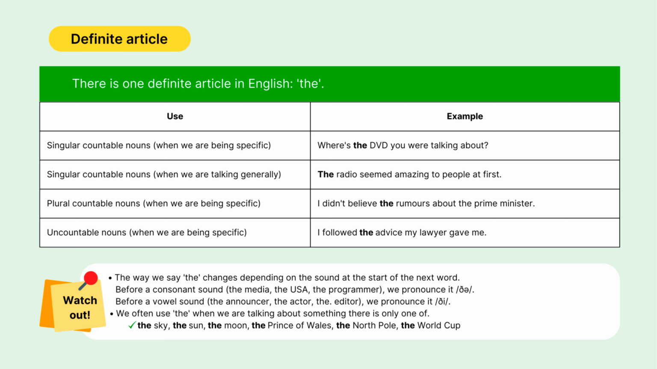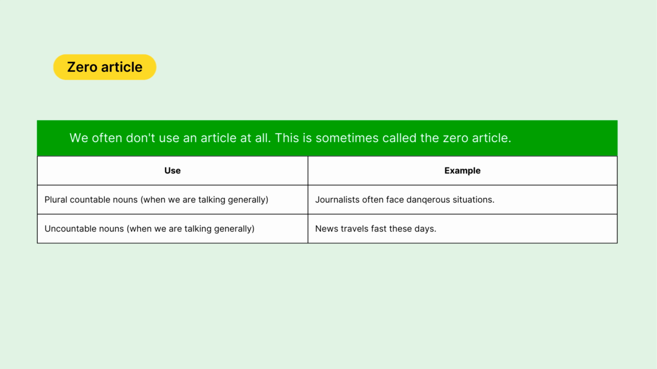Zero article: we often don't use an article at all. This is sometimes called the zero article. Use: plural countable nouns, when we are talking generally. Example: Journalists often face dangerous situations. Uncountable nouns, when we are talking generally. Example: News travels fast these days.